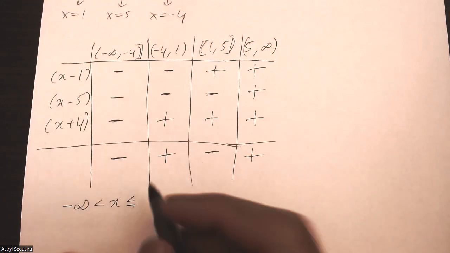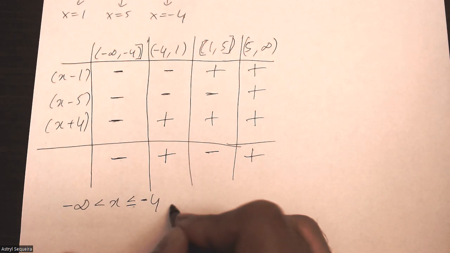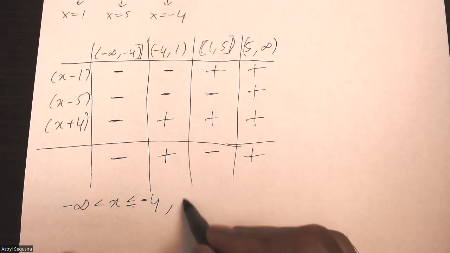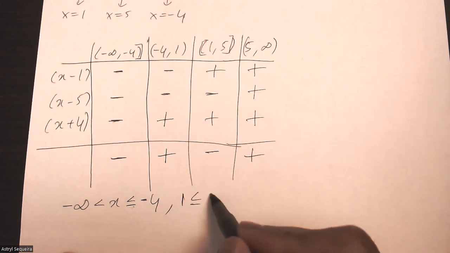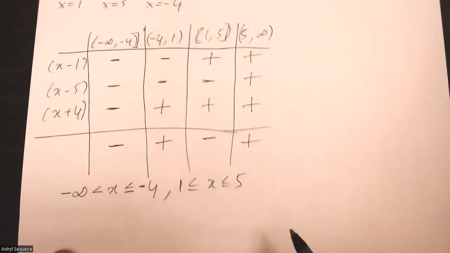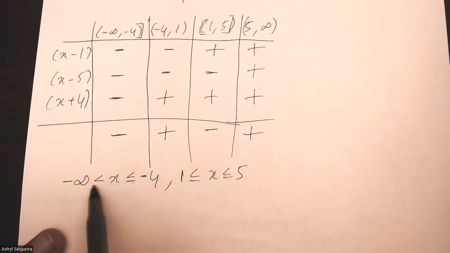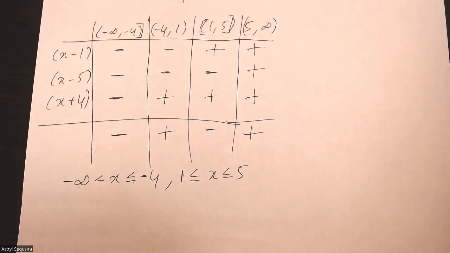So negative infinity to -4 is one solution, and then the other solution is 1 to 5. And for the infinity, you don't need to put an equal sign. That's not necessary.